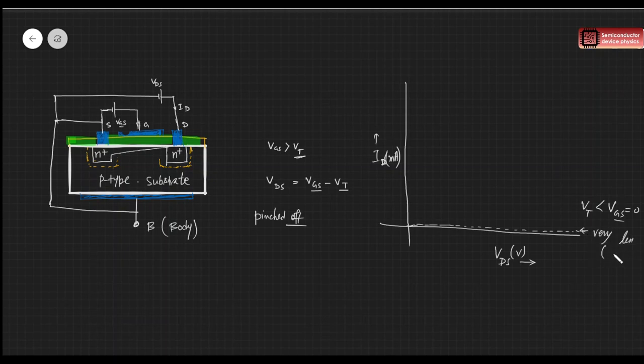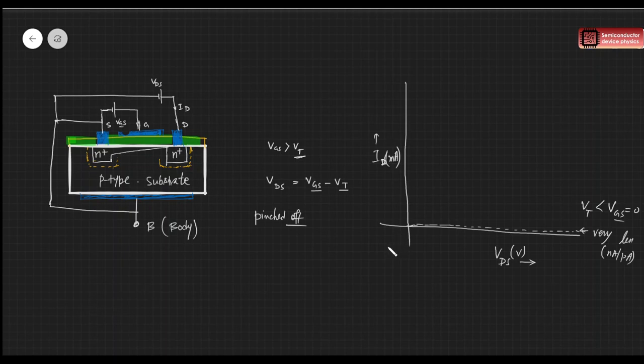The order will be some nanoamperes or picoamperes, because there is no channel, only insulator. The source and drain are isolated, and there is a very minimum number of electrons present in this substrate. Only those electrons will be present, that is minority carriers, right? So the current will be very less.